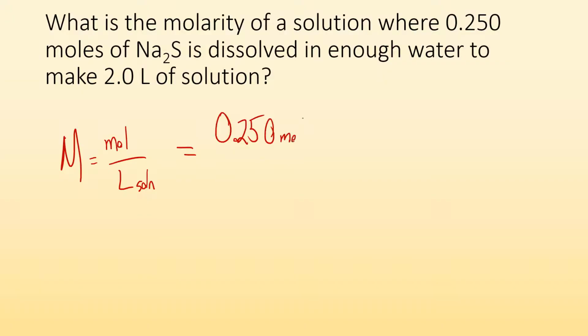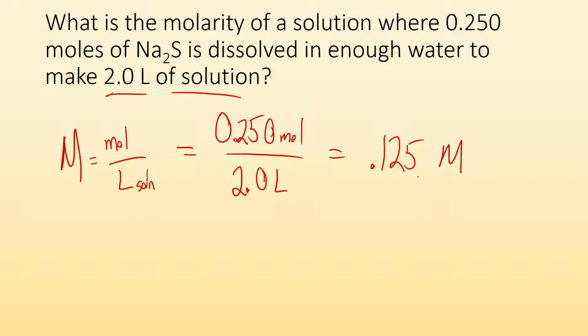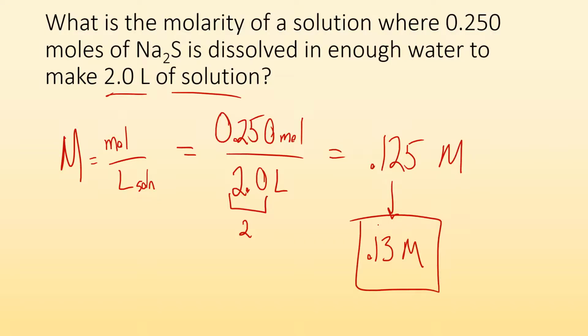So we have 0.250 moles divided by 2.0 liters of solution. So I do that and I get 0.125 molar. And when I round it to correct sig figs, there's only 2 there. This is going to become 0.13 molar. And that would be my final concentration.